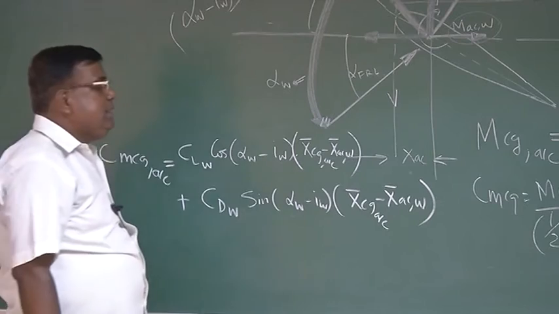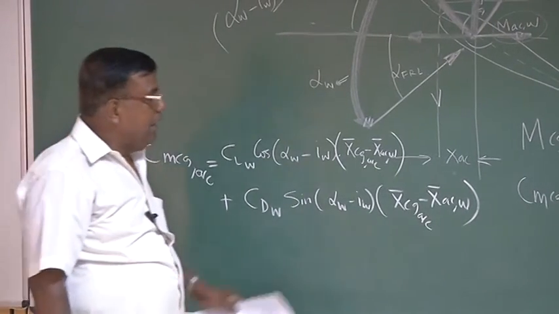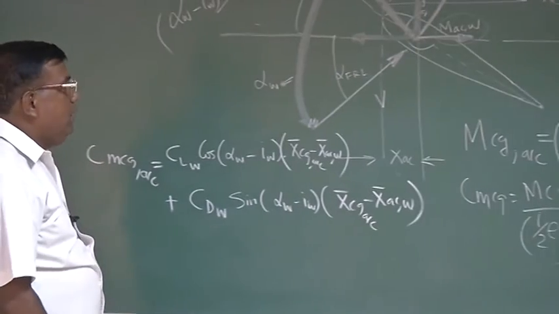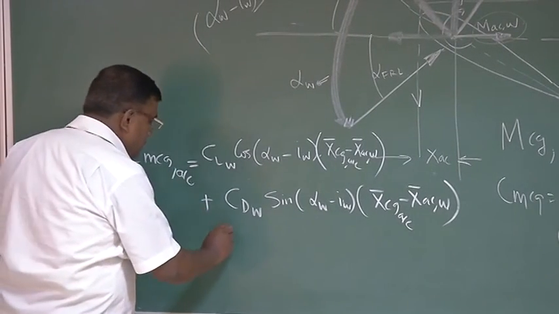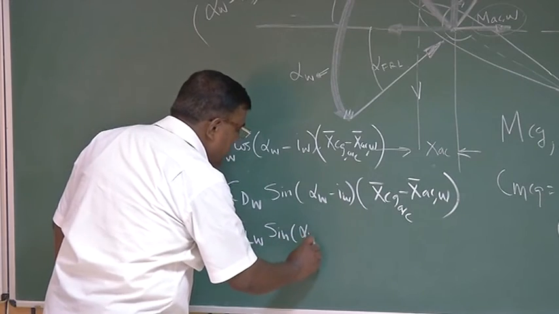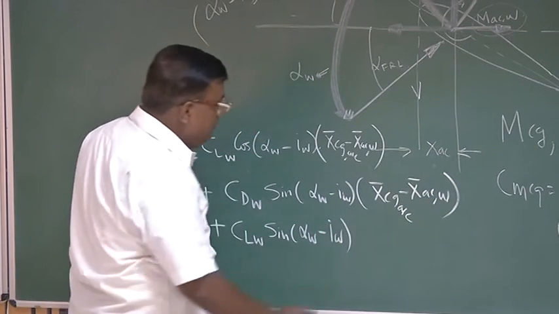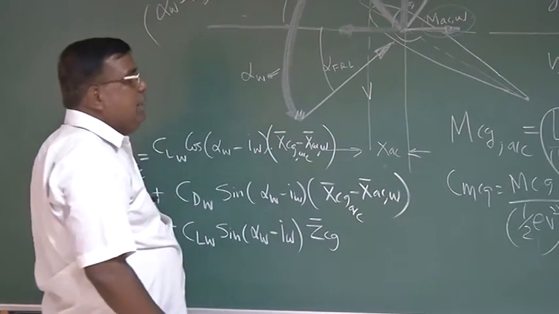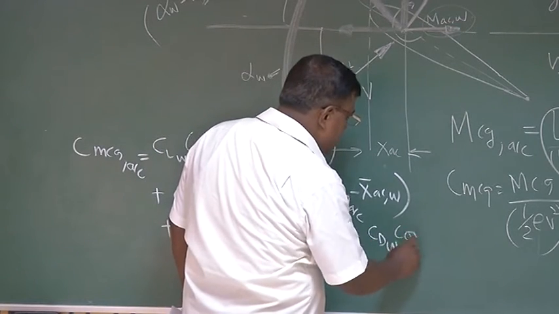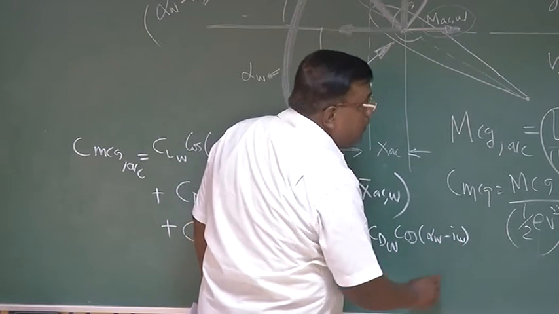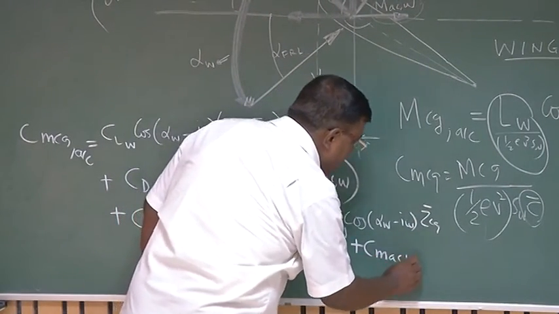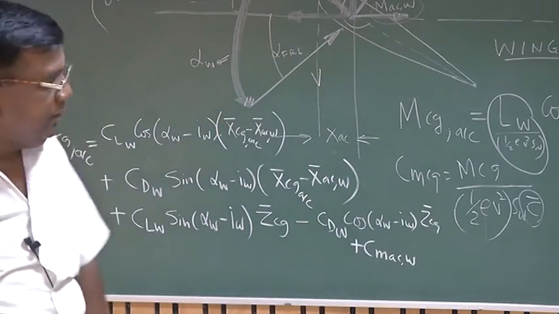Bar means XAC distance divided by mean aerodynamic chord C bar. That happens because I was dividing MCG by half rho V square SW C bar. That is, I'm taking that to the last expression. Similarly, the third one will be CLW into sine of alpha W minus IW into ZCG bar. Again, ZCG bar means ZCG divided by C bar. And the last term is CDW into cos of alpha W minus IW into ZCG bar plus CMAC wing. Do not forget this. It's a very important element.